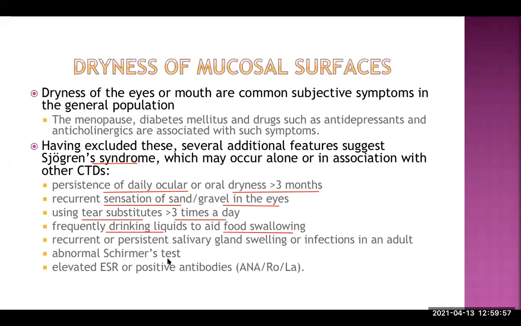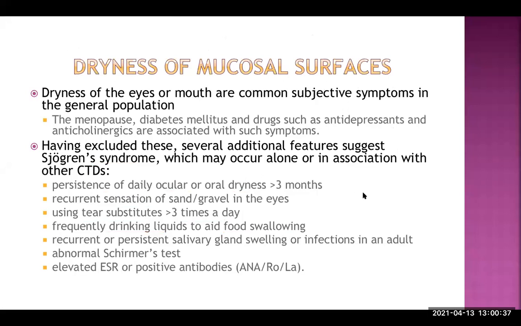Abnormal Schirmer's test. The Schirmer's test is done to know how much tear the patient is producing. This is one of the diagnostic tests for Sjogren syndrome. We'll talk about that toward the end of this topic. And elevated ESR or positive antibody like ANA, anti-Ro or anti-La. These are all important parts of the diagnostic process. So this is the importance of knowing dryness of the mucosal surface, and we should ask certain questions regarding this in history taking.